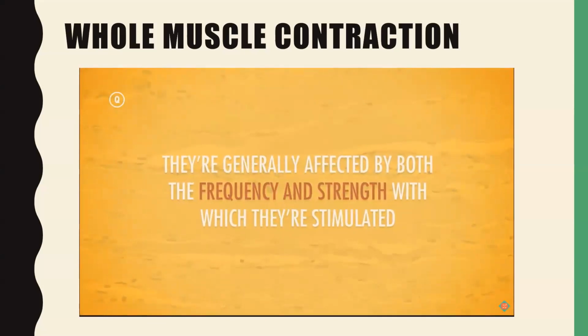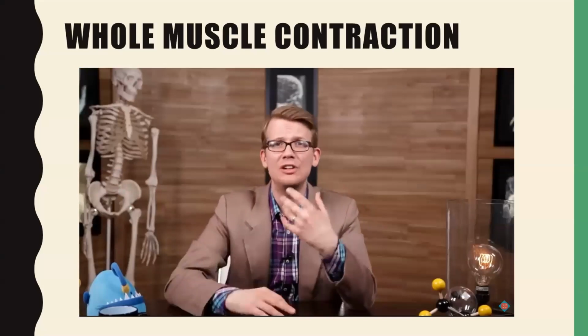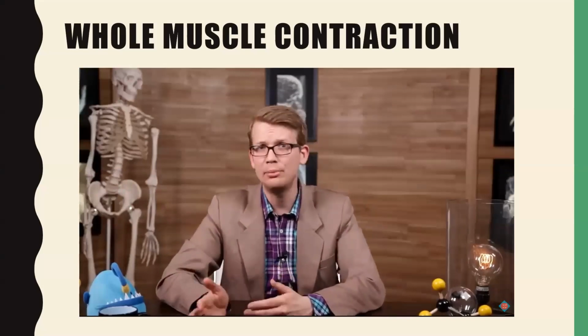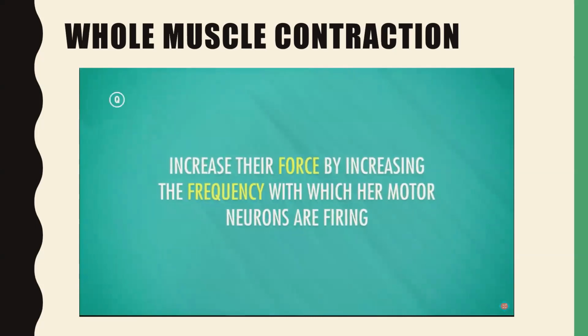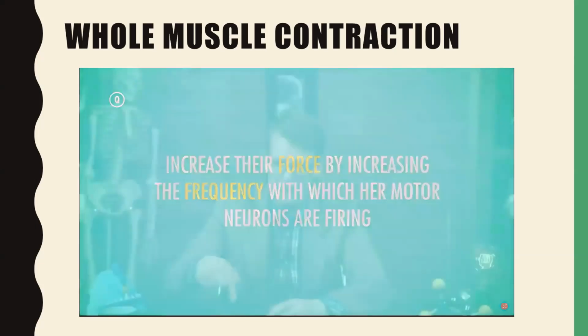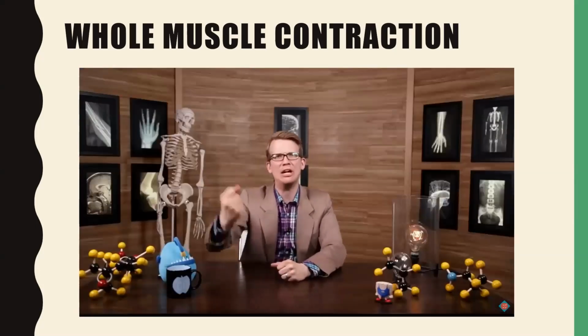So say Claire's trying to lift something heavy, like a paint can. Just as the volume of a sound corresponds to the frequency of action potentials from your ear to your brain, her brain gets her muscles to increase their force by increasing the frequency with which her motor neurons are firing. It's like pushing a button over and over again really fast. Lift! You can do it, feel the burn, or whatever.